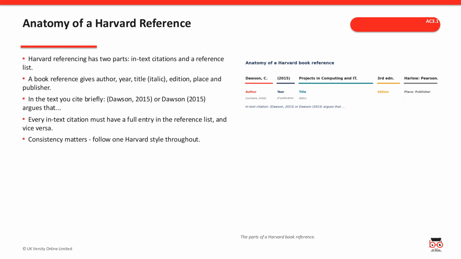Harvard referencing has two halves that always work together: in-text citations and a full reference list. A book reference gives the author, year, title in italics, edition, place, and publisher, while in the text you cite briefly something like Dawson, 2015, or Dawson, 2015, argues that. The rule is that every in-text citation must have a matching full entry in the list, and vice versa. And consistency matters. Pick one Harvard style and follow it throughout.